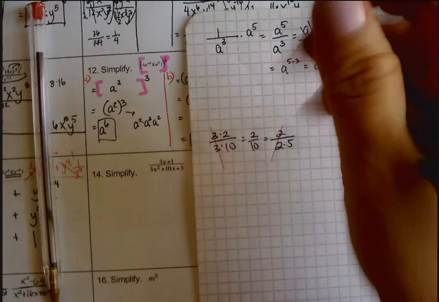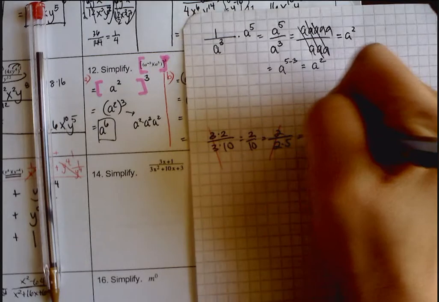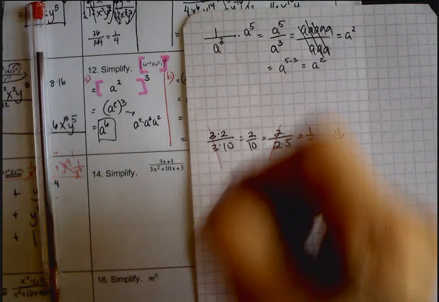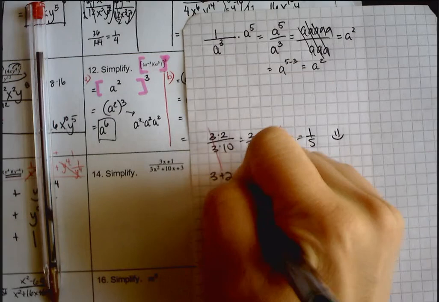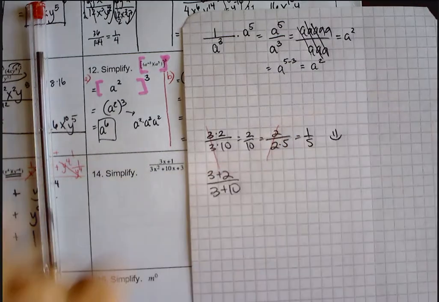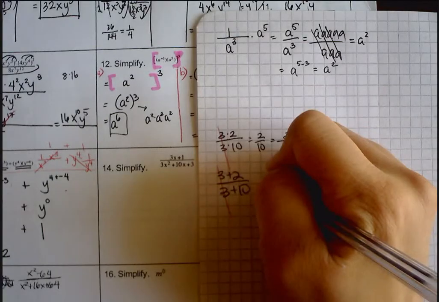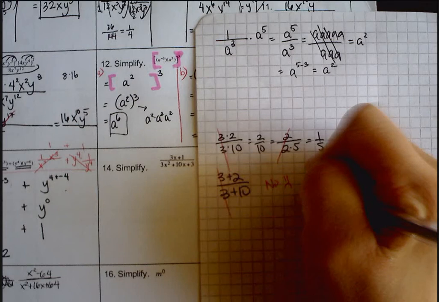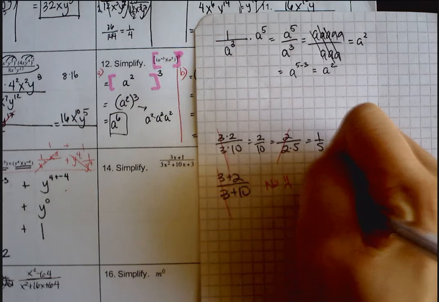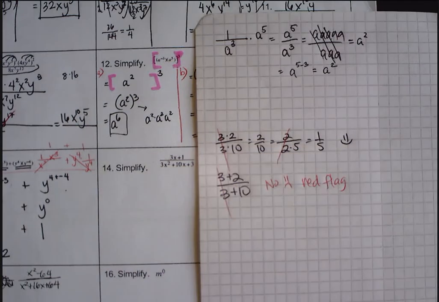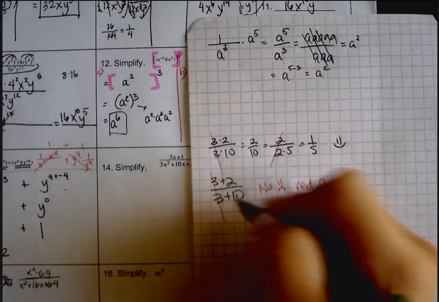No! Red flag. We cannot do that. Okay? Because what is this really? These are being added, not multiplied. And you cannot just do that because this is really 5 over 13, which clearly is not 2 over 10. Okay? So same thing goes here. We have to factor first.